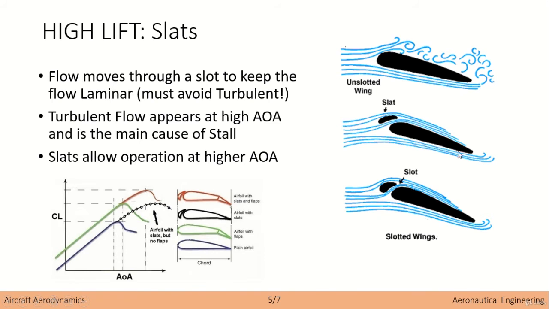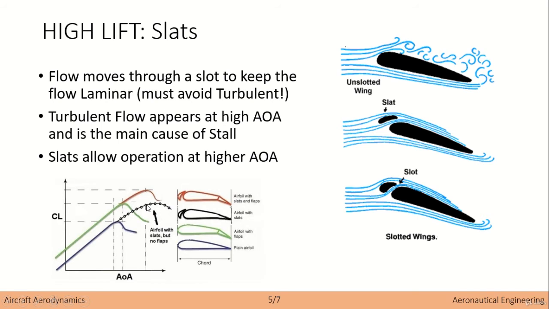So how's that transferred to the coefficient of lift curve? Because basically, instead of getting this decrease due to turbulence, what we will have is that we can continue to provide linear increase of the coefficient of lift at high angles of attack. So by including the slats, we actually are able to increase more the angle of attack. And because we can increase more the angle of attack, we will be able to get more coefficient of lift.